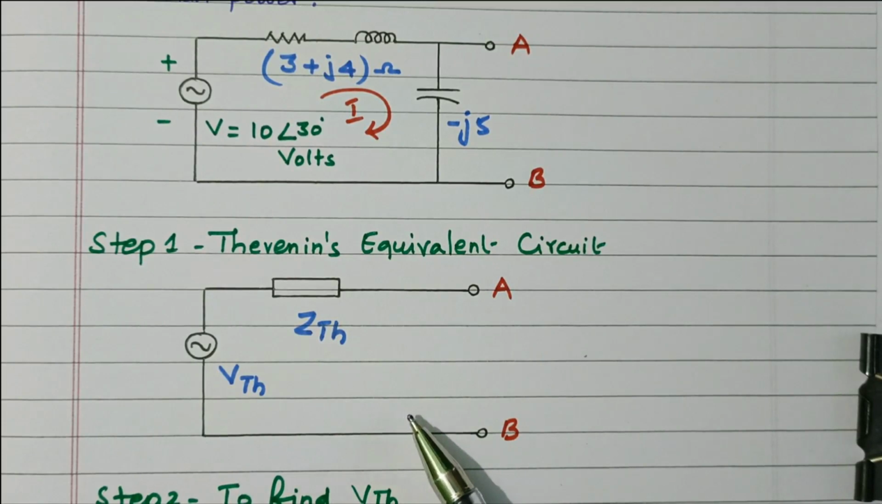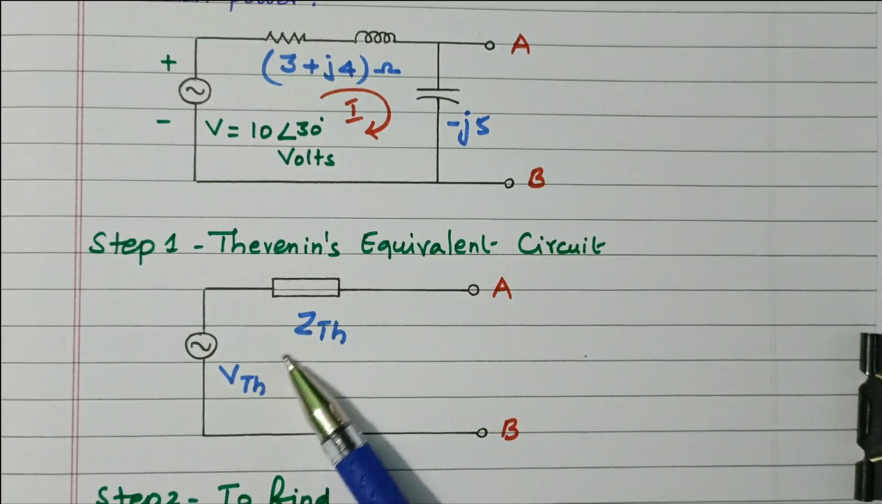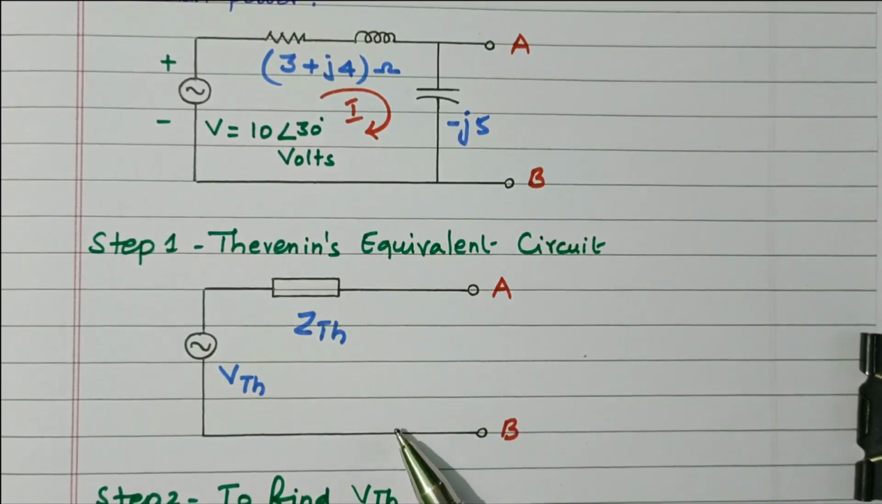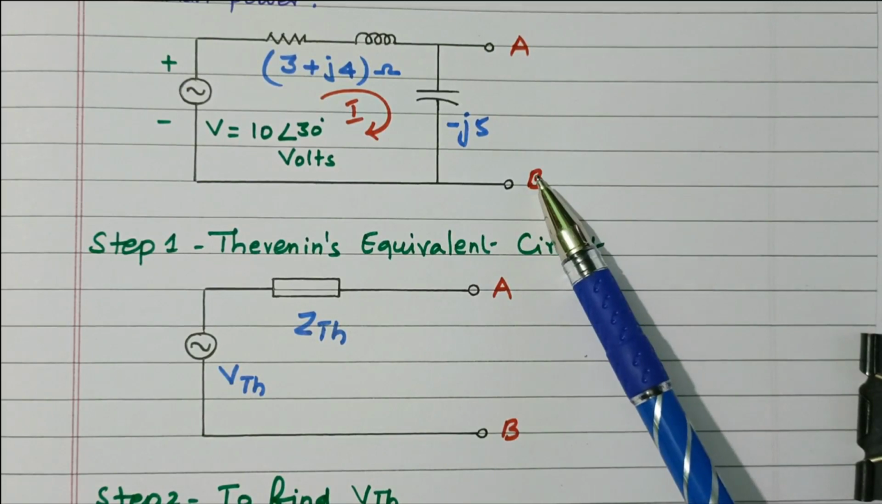And also we can calculate the maximum power. The formula is available: V Thevenin squared divided by 4RL. That is the formula we can easily implement after finding this Thevenin equivalent circuit. So first we will find V Thevenin. How will you find V Thevenin? V Thevenin is nothing but the voltage across AB.